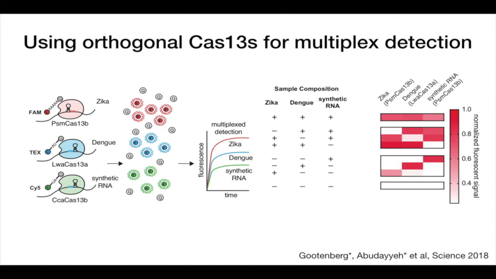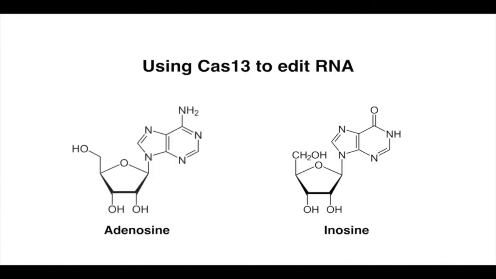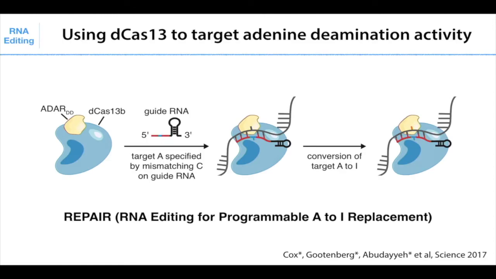So this is one way to use Cas13, but in addition, because it's RNA targeting, we can also use it to edit RNA. So we can bring an enzyme that can convert adenosine into inosine to be able to alter the protein that's translated from a given messenger RNA. And so this is a schematic of how this system works.